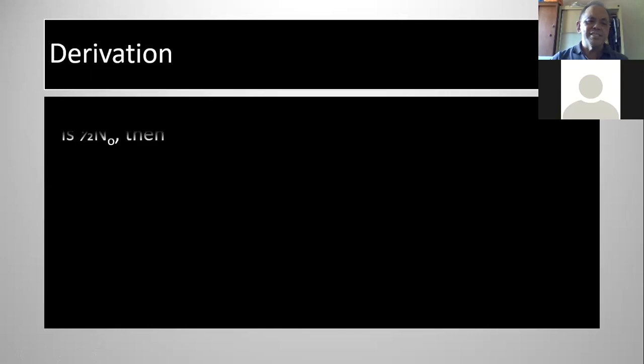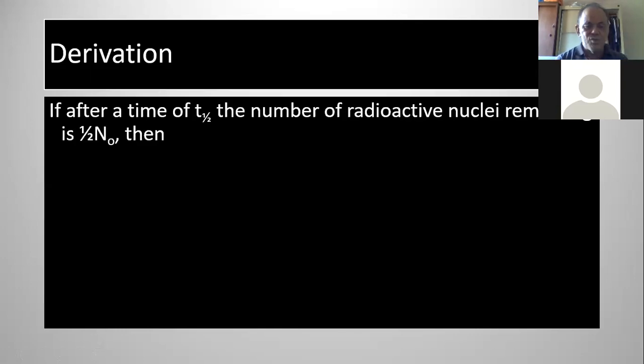Derivation: sometimes they may ask you to derive. So you derive it from the definition itself. After T half, the number of radioactive nuclei remaining is half the original number, half N naught. Then put that into the equation, replacing N with half N naught. Lambda is still the same, and N naught is still the same because it's the number present initially. Then you replace t with T half.